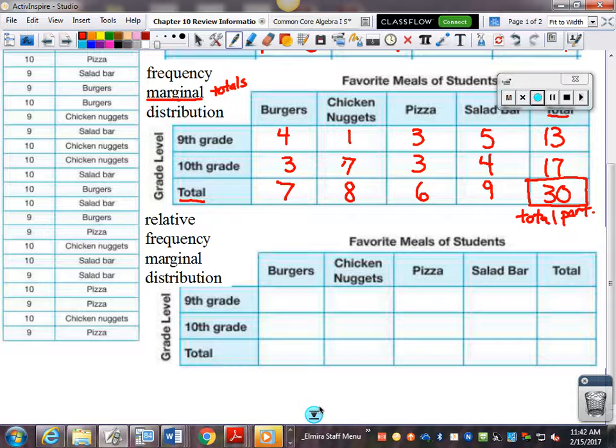So relative is usually asking you to convert things to percents, and that's exactly what we're doing. First, we're going to set up some fractions in each box. The top number is the number that was in the box, so 4, and it's over the grand total. So 4 over 30, and then you would divide that out.